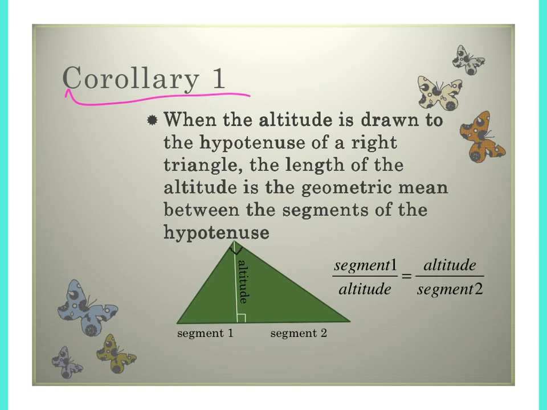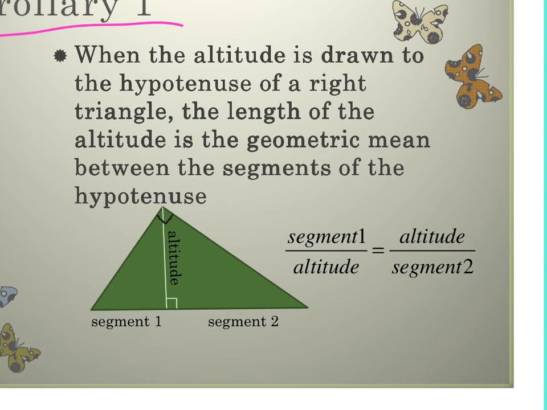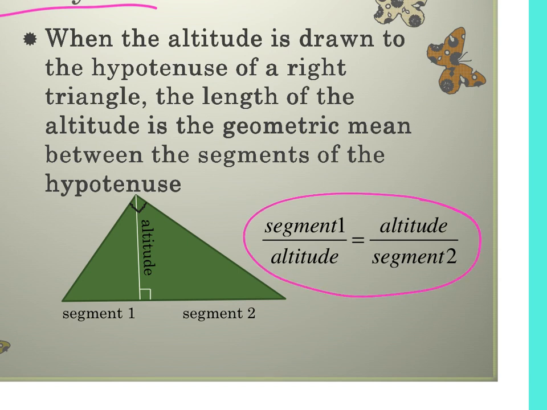Corollary 1 says, when the altitude is drawn to the hypotenuse of the right triangle, so what we just talked about has to happen, right angle and altitude, the length of the altitude is the geometric mean between the segments of the hypotenuse. So there's a lot of words here, and we shorten it with this proportion here. Segment 1 over altitude equals altitude over segment 2.